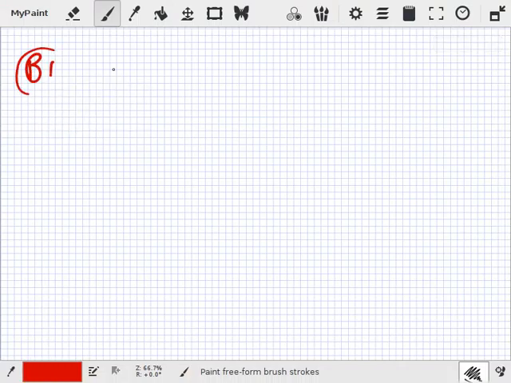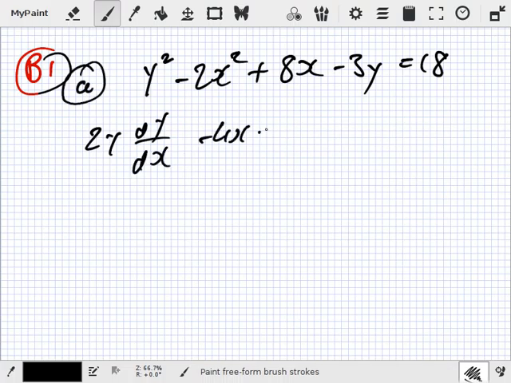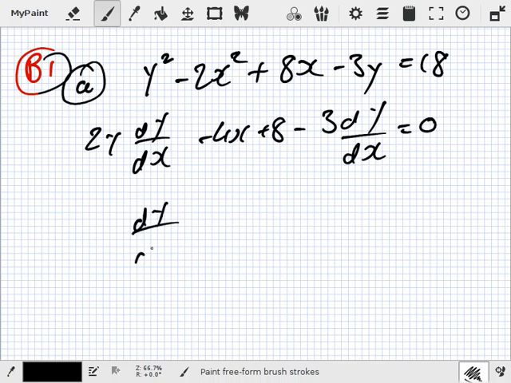Right, what's the equation? 2y squared minus 2x squared plus 8x minus 3y is equal to 18. So the derivative is 2y dy/dx, minus 4x plus 8, minus 3 dy/dx equals 0. Correct? So you can get dy/dx, which becomes (4x minus 8) over (2y minus 3).